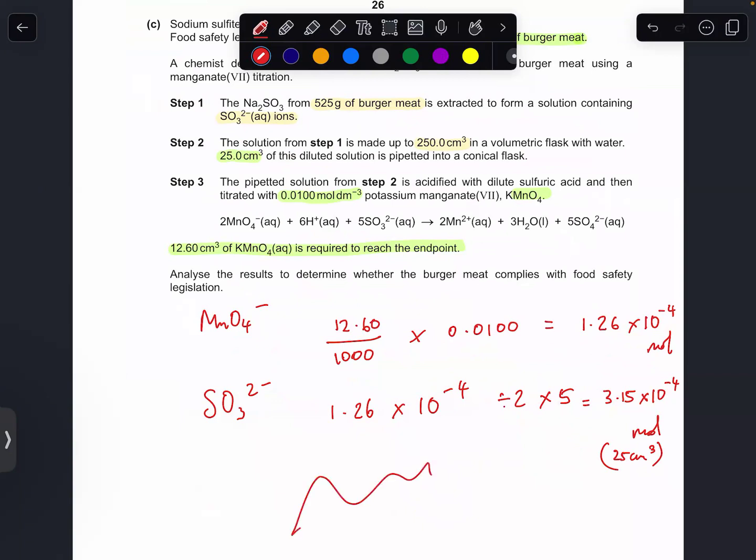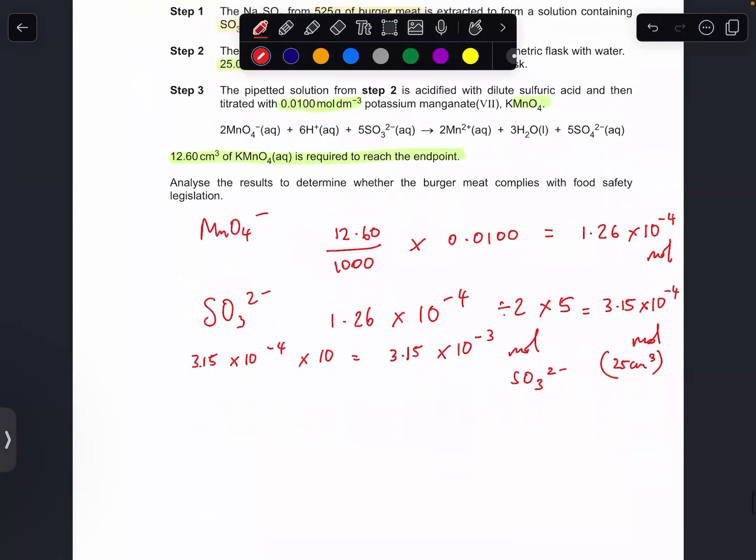Okay, I can't move my screen, but this is the last question. We just have to cram it in here. So that's in 25 centimeters cubed. We want to know how much is in 250 centimeters cubed. So we multiply that by 10. 3.15 times 10 to the minus 4 times 10 gives you 3.15 times 10 to the minus 3 moles. You see, that's the moles of sulfite in the sample. Yep, moving now.